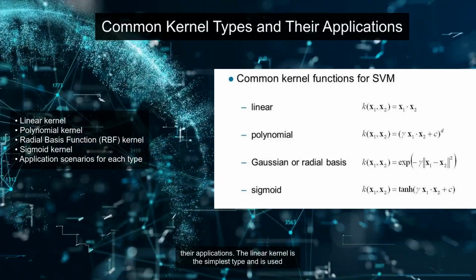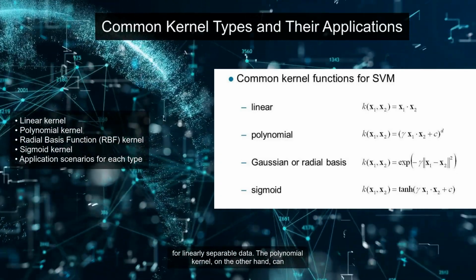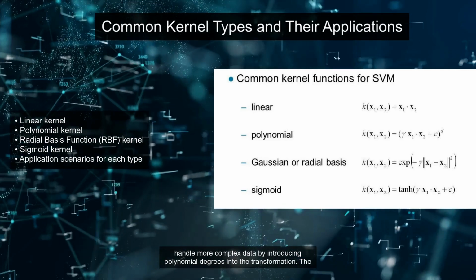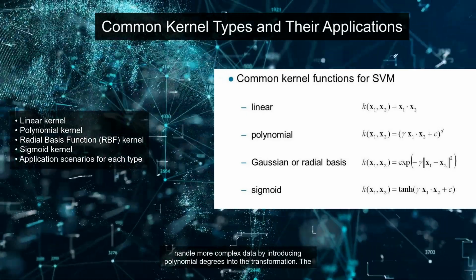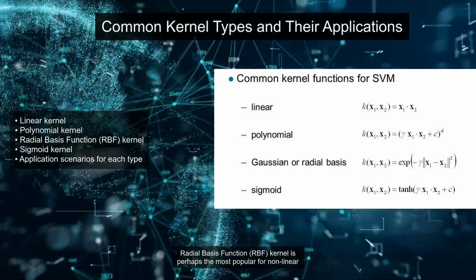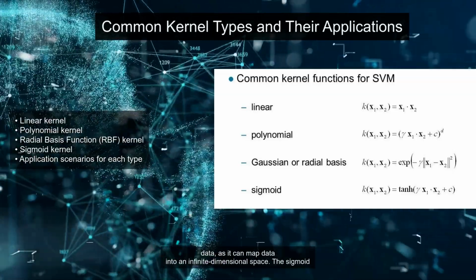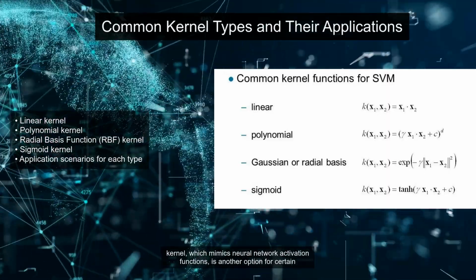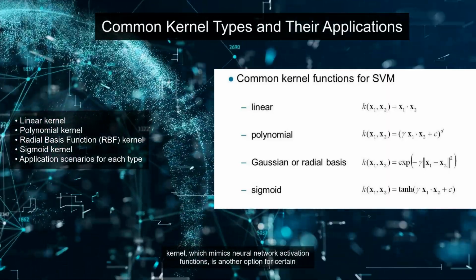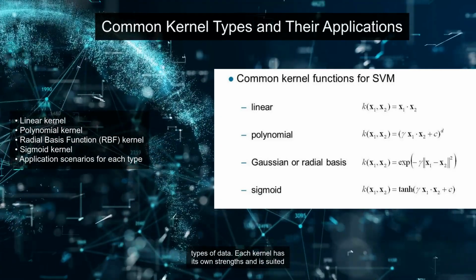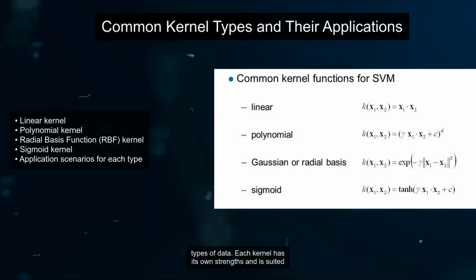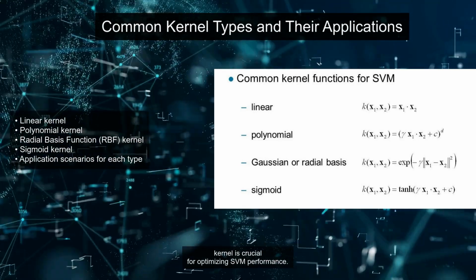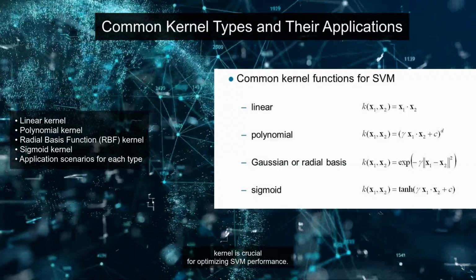The linear kernel is the simplest type and is used for linearly separable data. The polynomial kernel, on the other hand, can handle more complex data by introducing polynomial degrees into the transformation. The radial basis function, RBF, kernel is perhaps the most popular for nonlinear data, as it can map data into an infinite dimensional space. The sigmoid kernel, which mimics neural network activation functions, is another option for certain types of data. Each kernel has its own strengths and is suited for different types of problems. Understanding when and how to use each kernel is crucial for optimizing SVM performance.